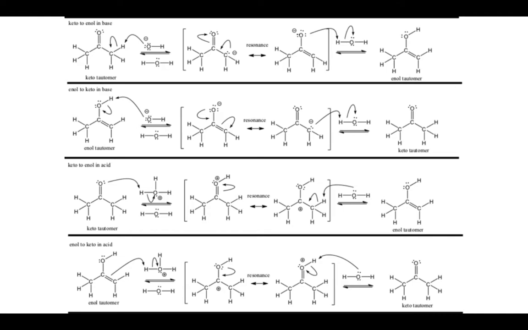They will enter in rapid equilibrium, which are interchangeable by a proton transfer, resonance structures, and the other proton transfer right here. Tautomerization is a process of converting from one tautomer to another. This can be catalyzed by either an acid, right here, or a base. So there are two steps, protonation and deprotonation.